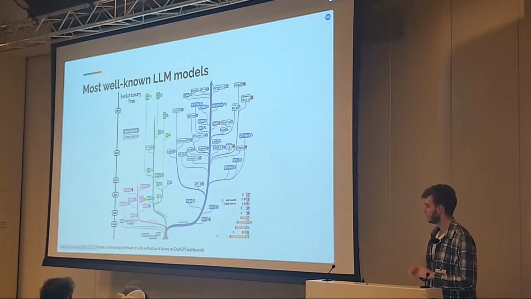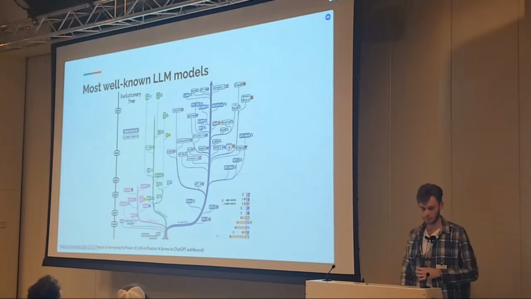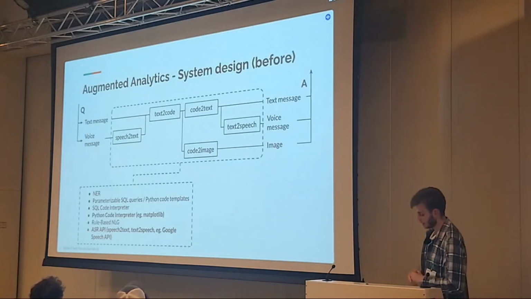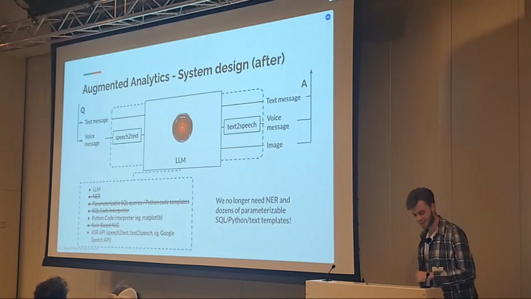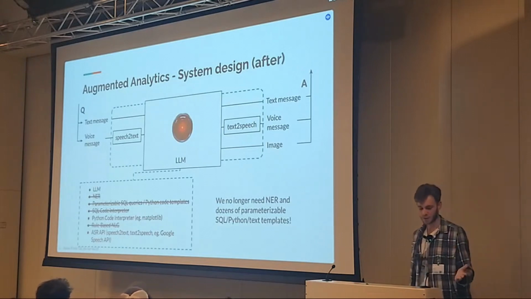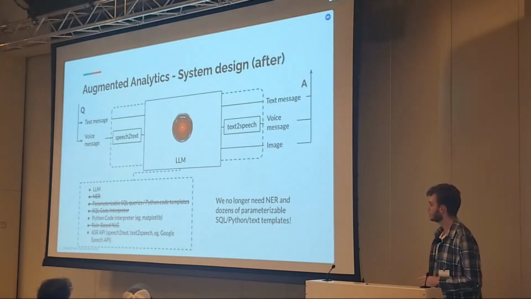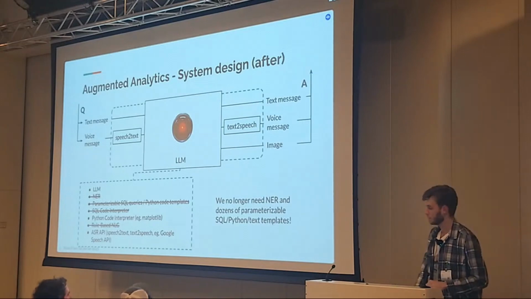It all started from word2vec architectures and fastText from Facebook, and now we can see there's a very big tree, so you can explore a lot. There are a lot of different open source and cloud-based models. It's a huge zoo of different models. So, what we had before looked something like this, and now we can replace almost everything with large language models. We have speech-to-text, and a large language model which replaces our named entity recognition, parameterizable queries, SQL code interpreter, and just everything, because it can do everything for us. We no longer need these parameterizable queries.